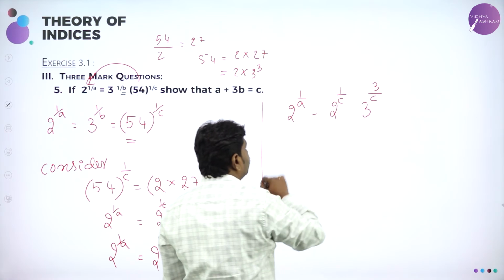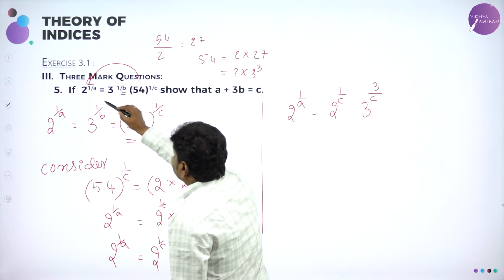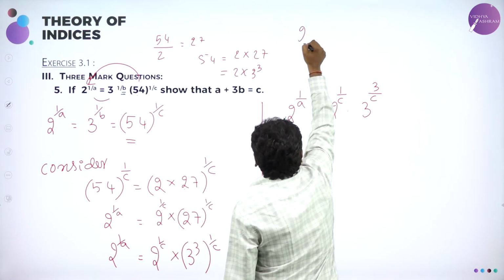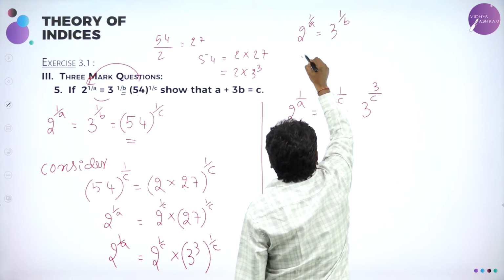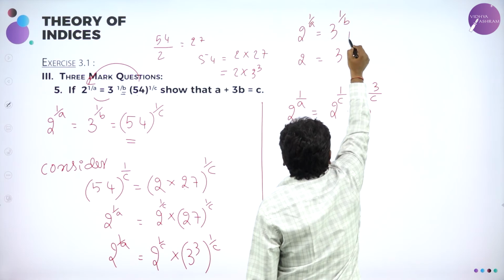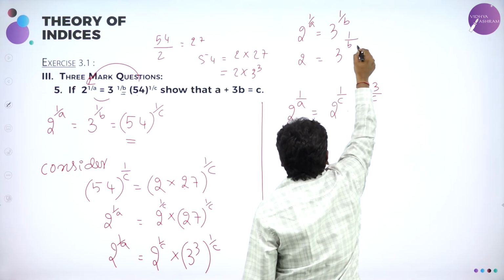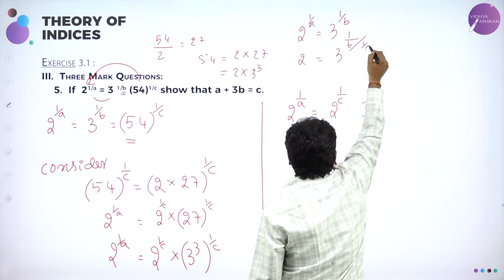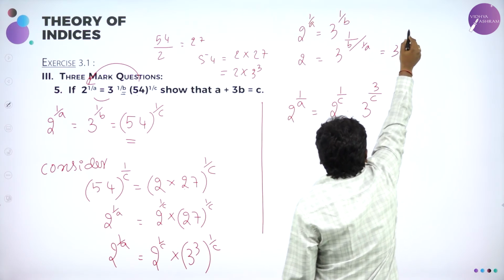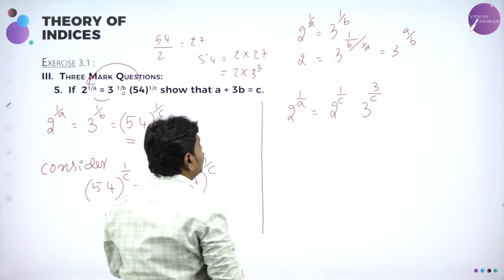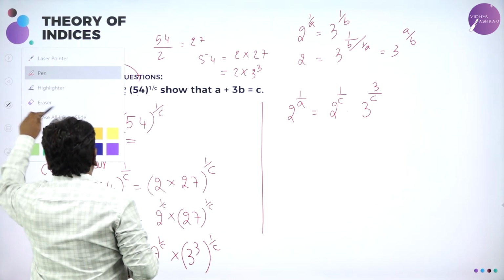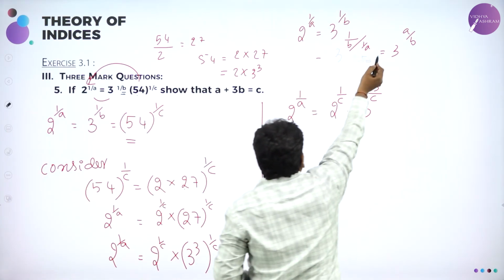Now I want to get the value of 3. So equate the first and second. 2 power 1 by a is equal to 3 power 1 by b. What is 2? 3 power 1 by b by 1 by a. 1 by b divided by 1 by a. It will become 3 power a by b. So in place of 2, I can write, or get, sorry, we want 2. So get 3 in terms of 2.